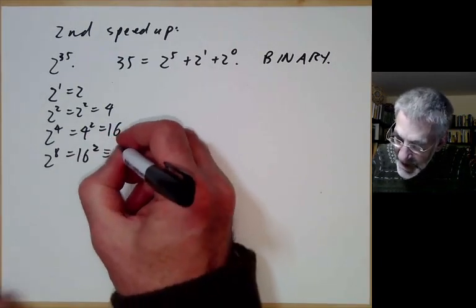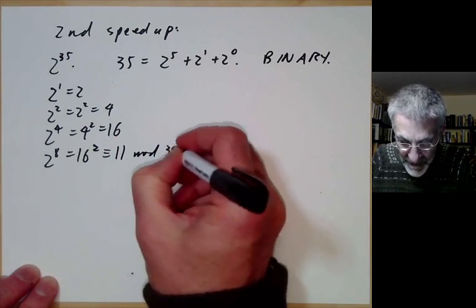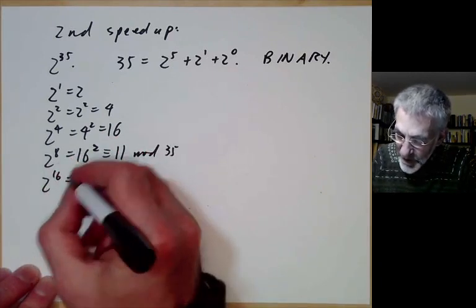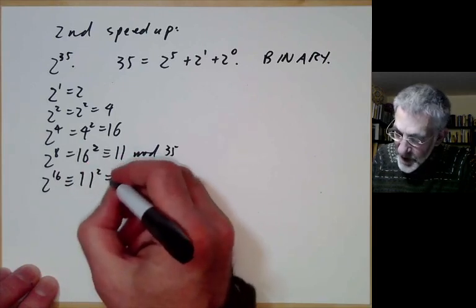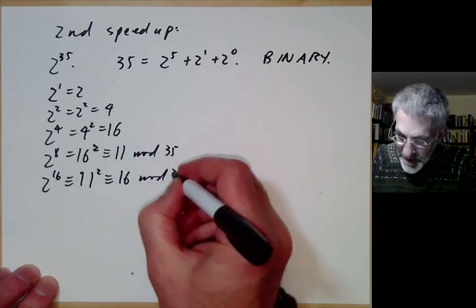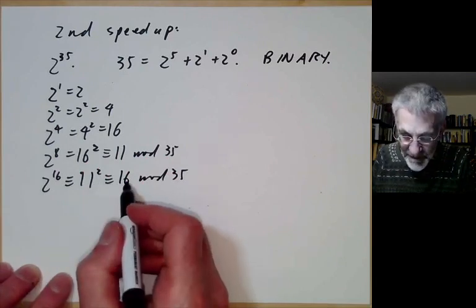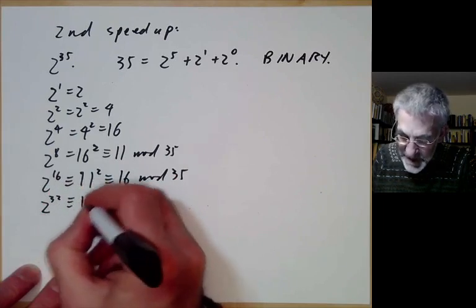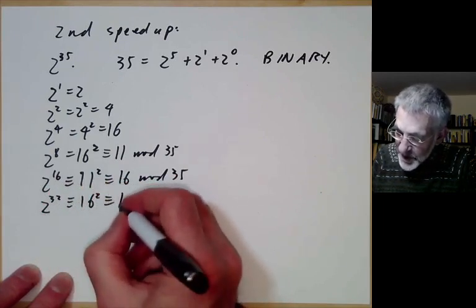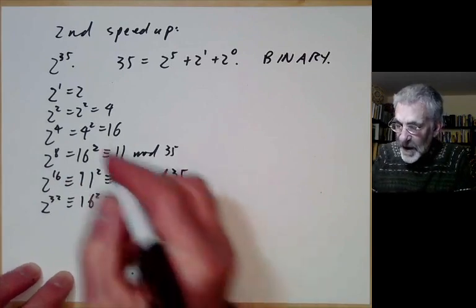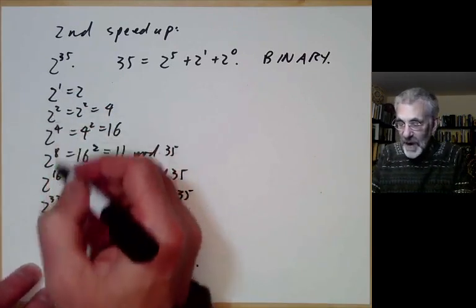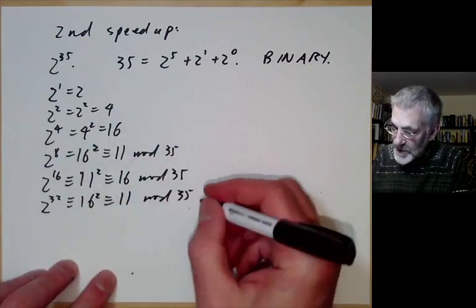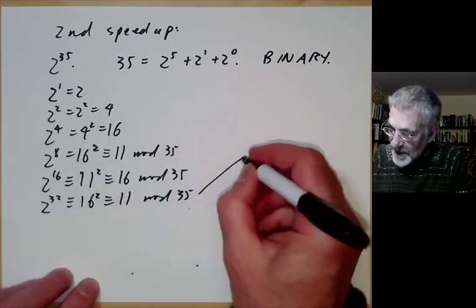Which is congruent to 11 mod 35. And then 2 to the 16 is now going to be congruent to 11 squared, which is congruent to 16 mod 35. You see, I'm reducing mod 35 to keep it small. And then 2 to the 32 is going to be congruent to 16 squared, which turns out to be congruent to 11 mod 35. So I work out 2 to the power of a power of 2 by repeated squaring. And now I can work out 2 to the 35 by picking out these three here.